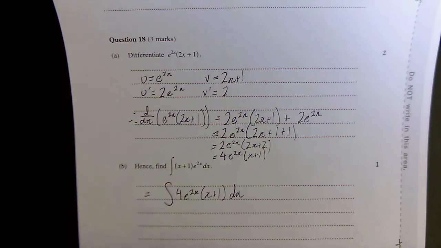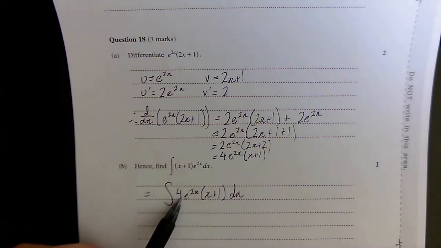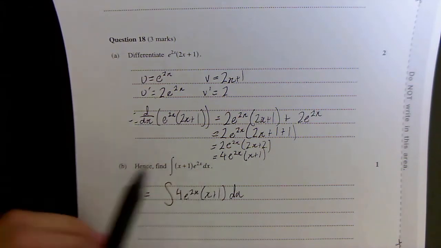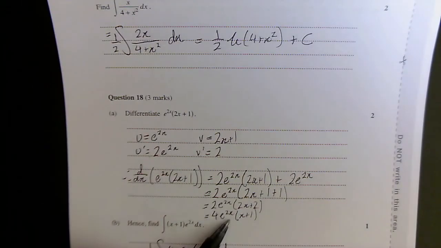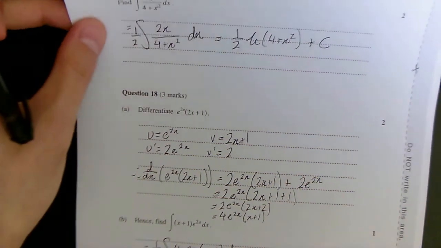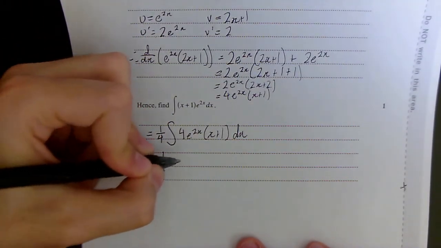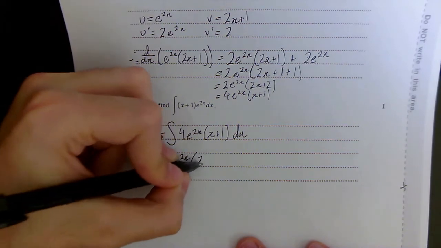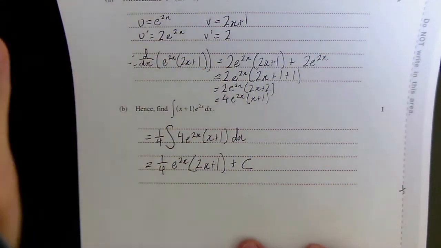What have I done to manipulate this? I've multiplied it by 4. So to get it back to its original form, I need to divide by 4. Now, because I know the derivative of this gave me that, if I integrate this, it will give me this function. So the integral is going to be equal to a quarter outside of e to the 2x, outside of 2x plus 1, plus your constant c.